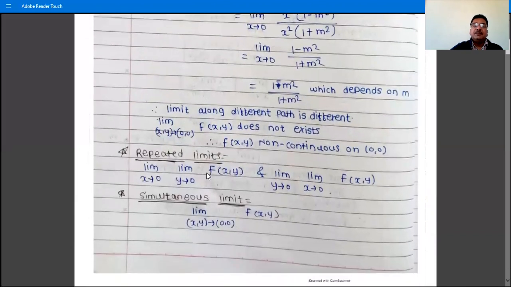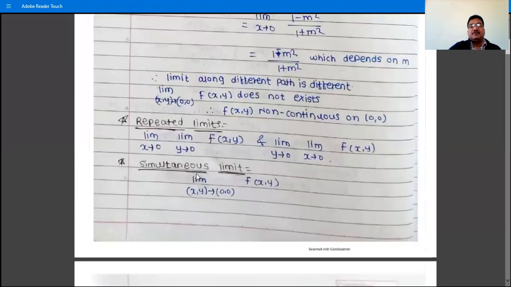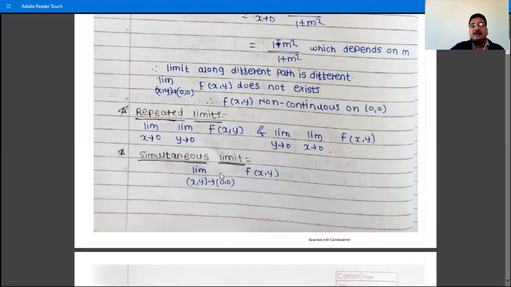So next topic is what? Repeated limits. What is the repeated limit? This is the simultaneous limit: (x,y) tends to (a,b) of f(x,y). But instead of (x,y) tends to (a,b), we say x tends to a, then y tends to b, or y tends to b, then x tends to a, separately. This is called repeated limits. These are the two repeated limits.